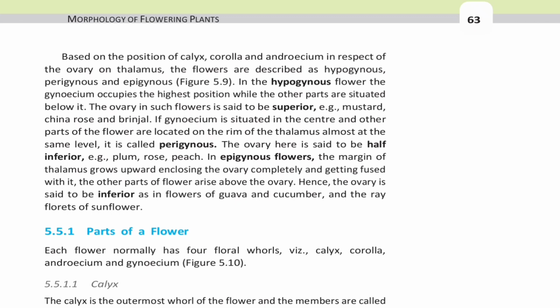If gynoecium is situated in the center and other parts of the flower are located on the rim of the thalamus almost at the same level, it is called perigynous. The ovary here is said to be half inferior. Examples: plum, rose, peach. In epigynous flowers, the margin of thalamus grows upward, enclosing the ovary completely and getting fused with it. The other parts of the flower arise above the ovary, hence the ovary is said to be inferior, as in flowers of guava and cucumber and the ray florets of sunflower.